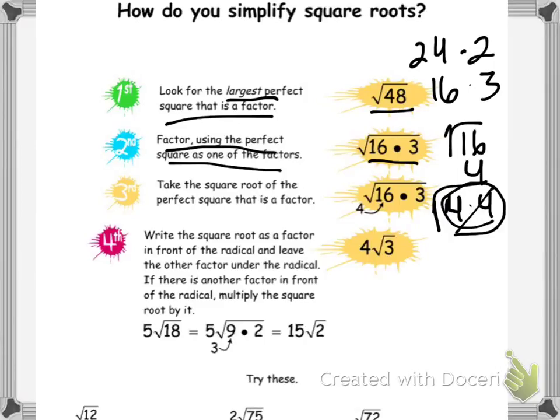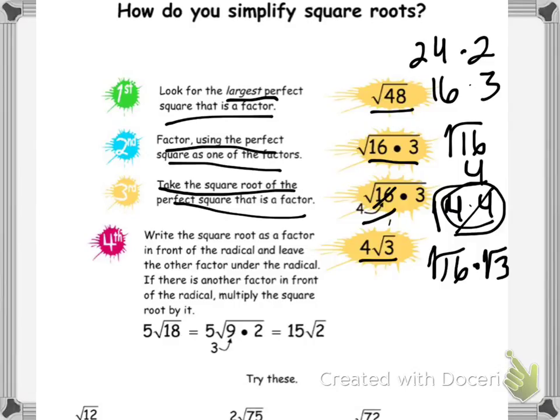Now, you still look right here, take the square root of the perfect square as a factor, so you notice we're pulling out the square root, and that gets rid of that 16. The square root of 16 times 3 could also be written as the square root of 16 times the square root of 3. Square root of 16 is 4, which gives me 4 on the square root of 3. So my final answer has my prime number left inside.